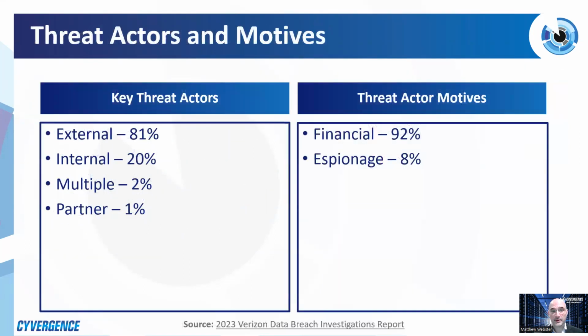But let's take a look at the key threat actors. Generally speaking, we're looking at external. That's 81% of the time when you're looking at breaches. 20% of the time for internal. Multiple, meaning multiple partners are involved, is 2% and partner 1%. When you look at the motivation, financial is expected. You're looking at 92% of the time, so that's nothing unusual. But also we have here espionage.